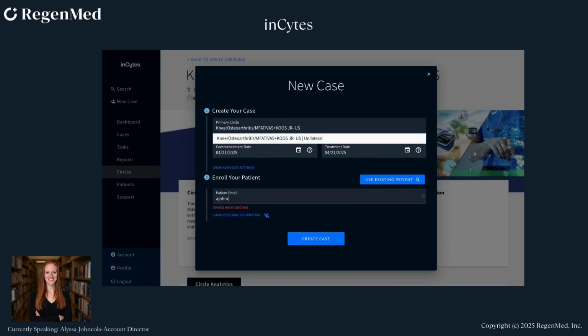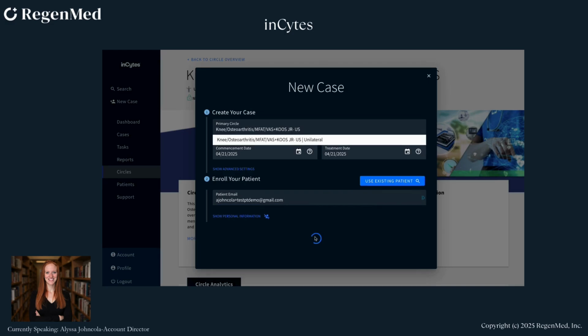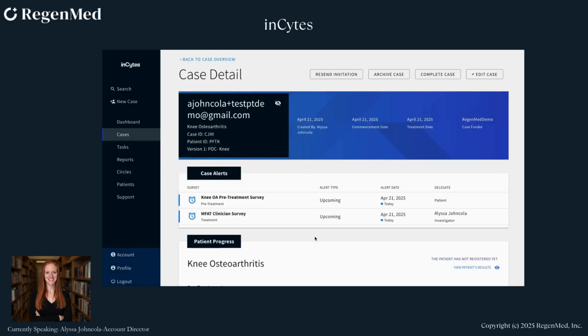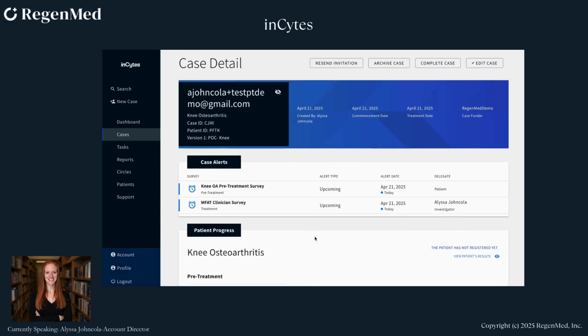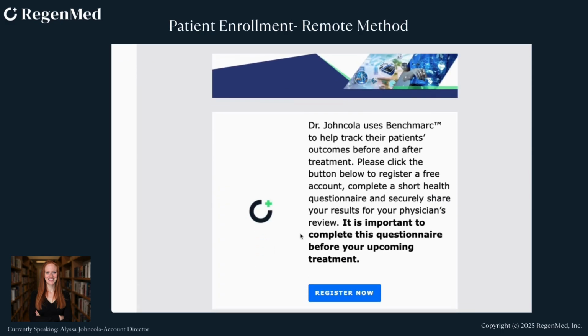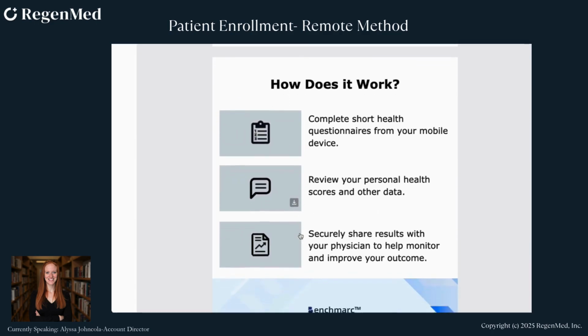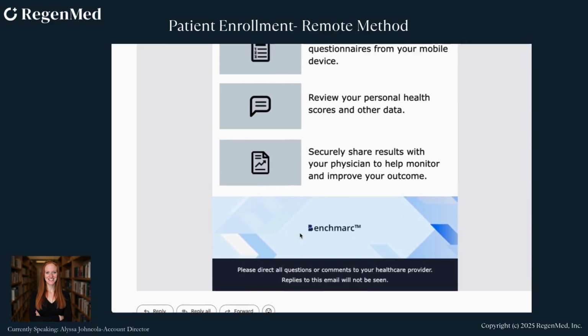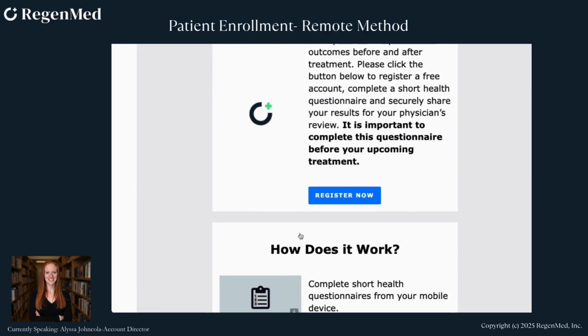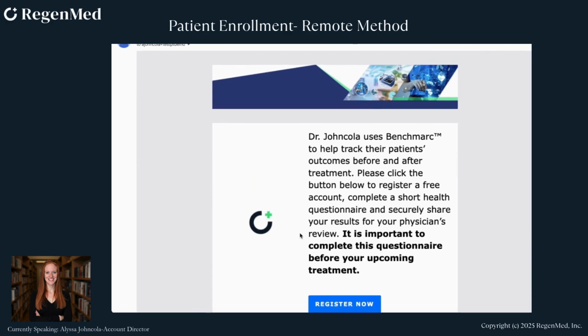Physicians can add a case by selecting New Case on the left-hand menu. A field will appear where the physician can select the circle the patient should join and indicate their email. This will allow the system to send the patient an email to register with Benchmark. All branding in the email will match the branding from the physician's website. Patients can click on this button to register with Benchmark.